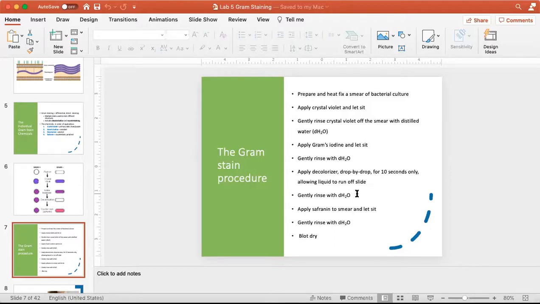Rinse with distilled water. Then we apply our safranin and let it sit. Now, safranin needs a little bit longer than the other chemicals do. Safranin needs a full minute. So we'll let the safranin sit on the slide for a minute. Then we'll rinse it off with distilled water and we'll blot the slide dry.